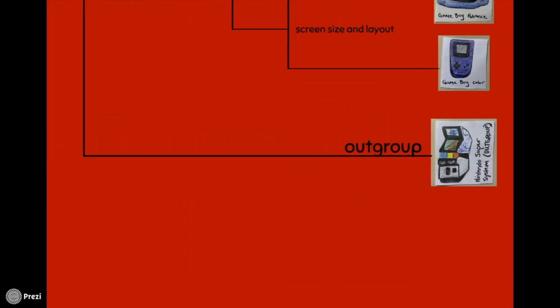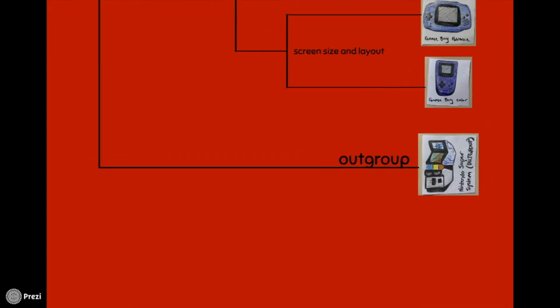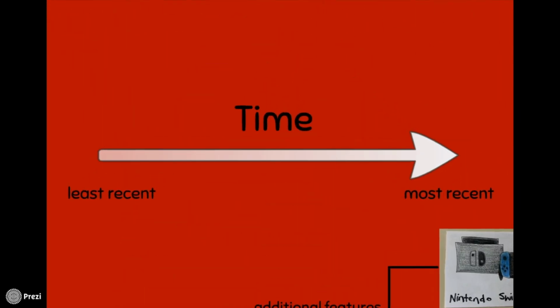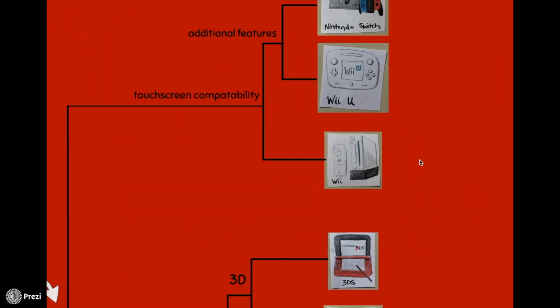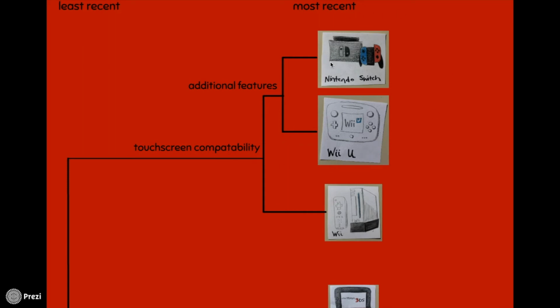The outgroup will have the longest branch due to being the most distant ancestor. The shorter the branches are, the more recently it has evolved. With this in mind, the most recent common ancestors are the Nintendo Switch and the Wii U. These two OTUs have the shortest branches in respect to the entire phylogenetic tree, meaning that they are the most recent models made by Nintendo.